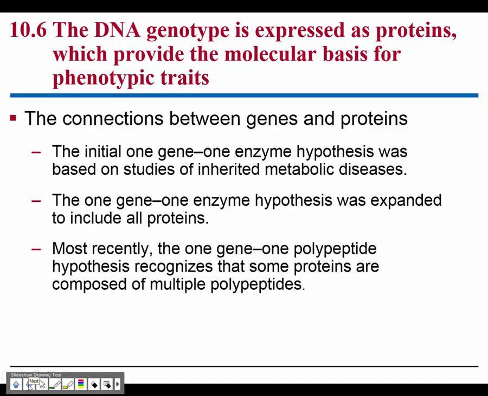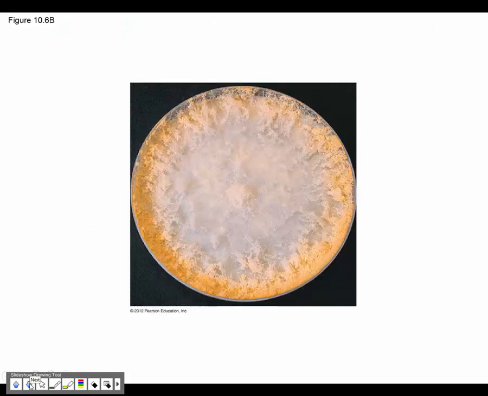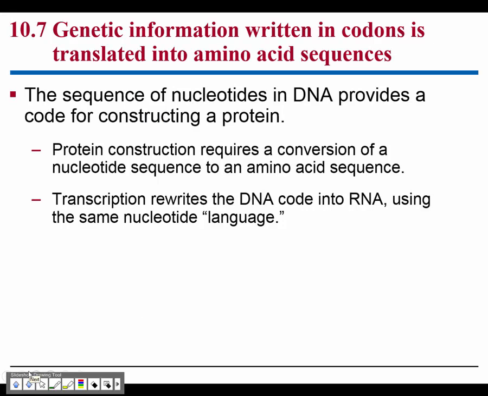And so they initially thought one gene, one enzyme, and that was based on inherited metabolic diseases. And then that was expanded to include all proteins. And then most recently they go to the one gene, one polypeptide hypothesis, which recognizes that some proteins are composed of multiple polypeptides. So multiple polypeptides can come together and change how your phenotype, how things are expressed. And so we have kind of our nucleus there.